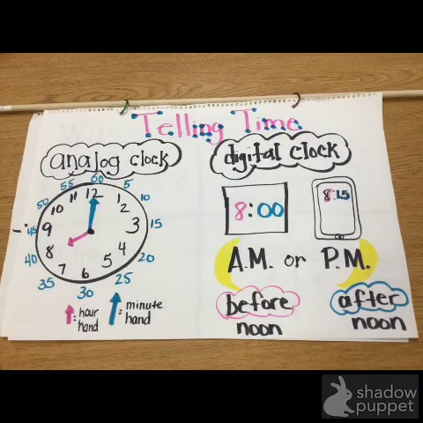On the left side, you have an analog clock. These are the clocks that you see every day at school in your classroom. They have a minute hand and an hour hand. Please remember that the hour hand is always the short hand. The minute hand is the long hand on an analog clock.